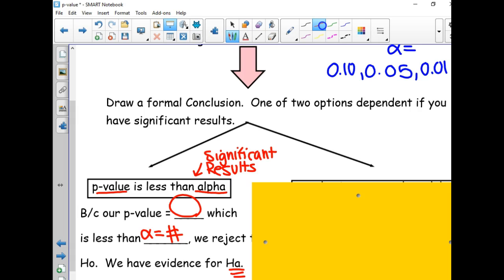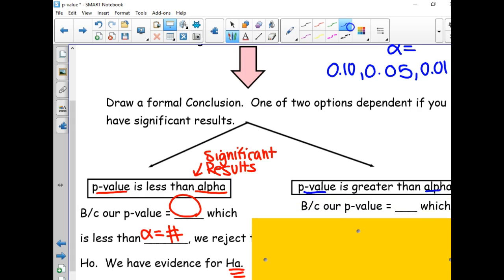Okay, so if we have significant results over here, we don't have significant results over here, and this is when the p-value is greater than our alpha. And here's how we write our statement. Because our p-value is equal to whatever that p-value is that you calculated, which is greater than alpha is equal to whatever that number. And alpha is just that Greek symbol meaning alpha. We don't have to write out alpha.